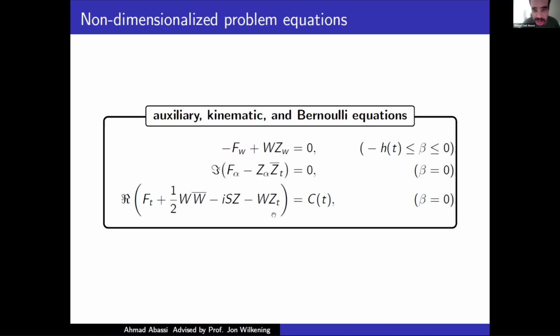And these are the three main non-dimensionalized PDEs of the problem, which dictate the free surface and the geometry of the problem. The first one is called the auxiliary equation. That's just the definition of the W. And this one is expected to hold throughout conformal space. So beta goes from minus h of t to 0. And the last two are the kinematic and Bernoulli free surface equations, respectively, non-dimensionalized and stated in terms of the conformal variables. These only apply to beta equals 0, the free surface in conformal space.